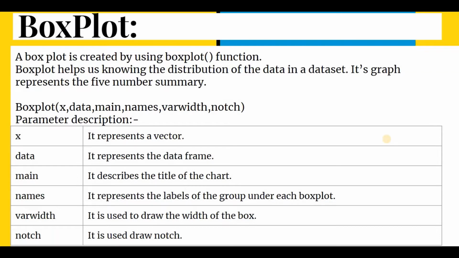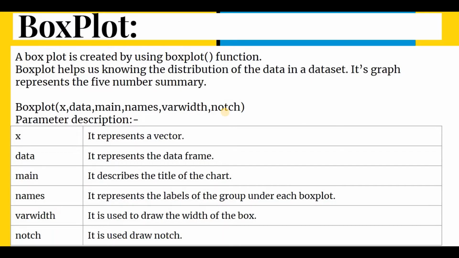A box plot is created by using the boxplot function. A box plot helps us know the distribution of the data in the data set. Its graph represents the 5-number summary. For box plot, we have the function boxplot, and the parameters are x, which represents the vector, data, which represents the data frame, main, which describes the title of the chart, names, which represents the label of the group under each box plot, and varwidth, which, as the name suggests, is used to draw the width of the box. Notch: a notch is a small hinge that is created when you create a box plot.